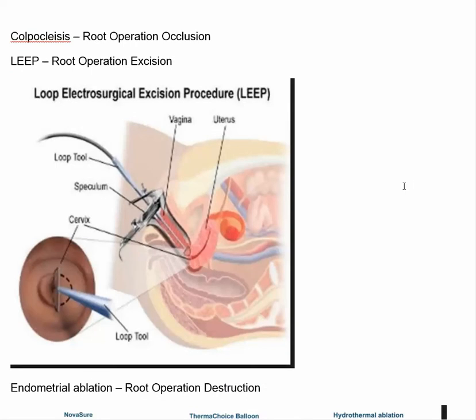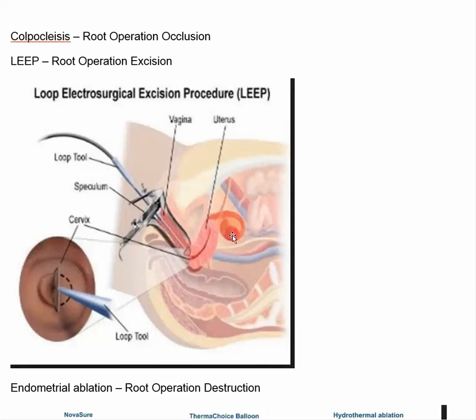If a patient is having a procedure where they're going to close the vaginal canal, the colpocleisis, that root operation typically would be occlusion. This procedure is performed to treat uterine or vaginal vault prolapse in patients, again, who are typically elderly. This operation is closing the vaginal vault using a vaginal approach.